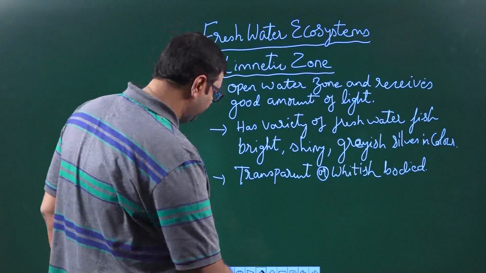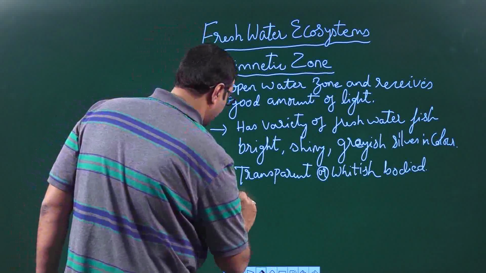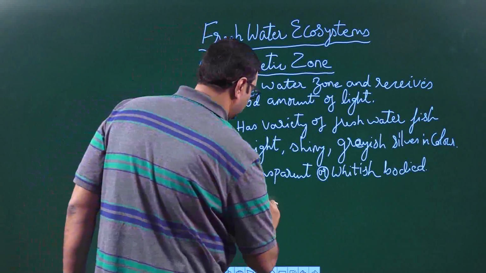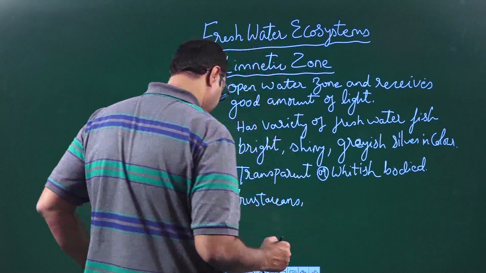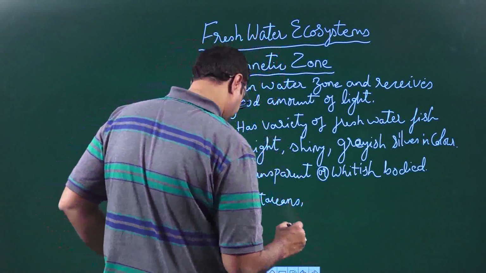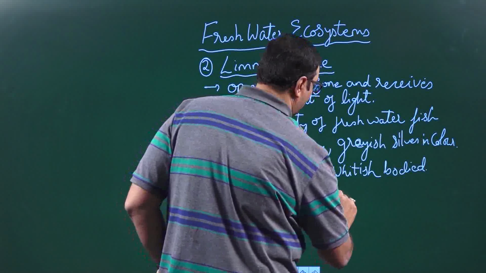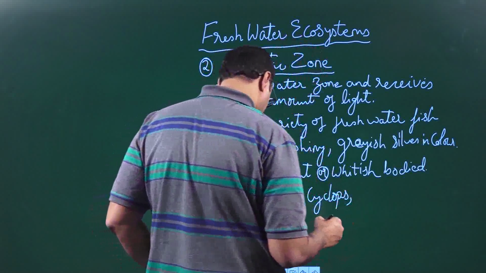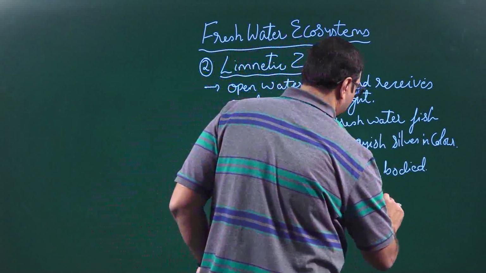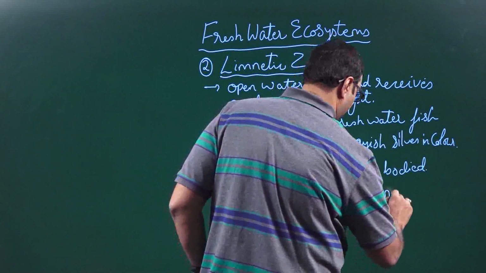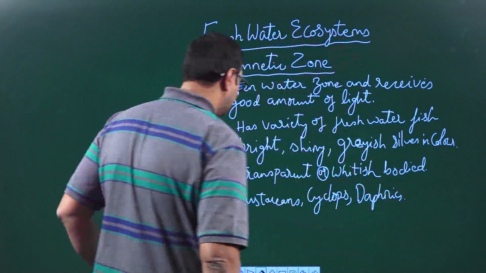Now we will write the examples which are present in this particular zone. You have the crustaceans, like the crabs and all. Crabs all come under crustaceans. Then you have cyclops. Then you have daphnia. Now these are the organisms which are seen.